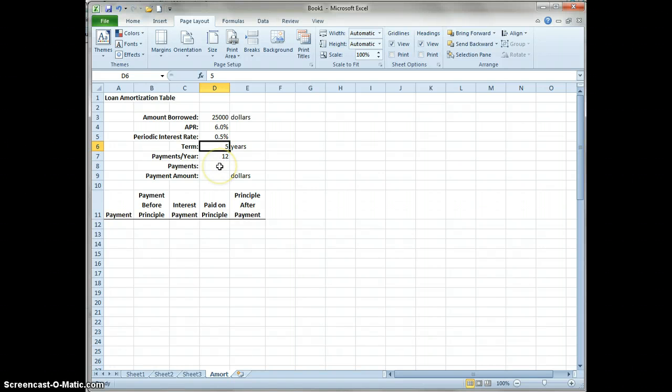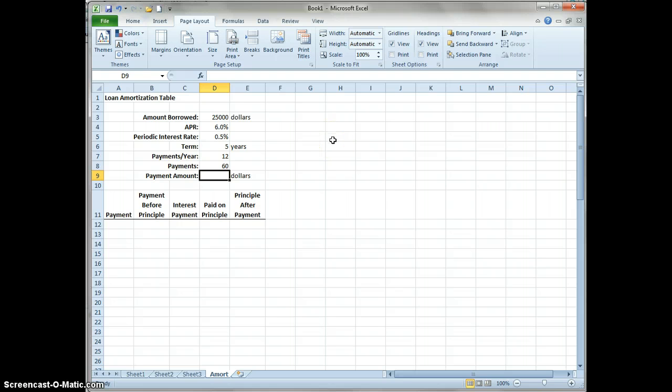We next need to determine the total number of payments made for the life of the loan. Well, if the term is 5 years, 12 payments per year, so it'd be equal to 5 years times the number of payments per year.